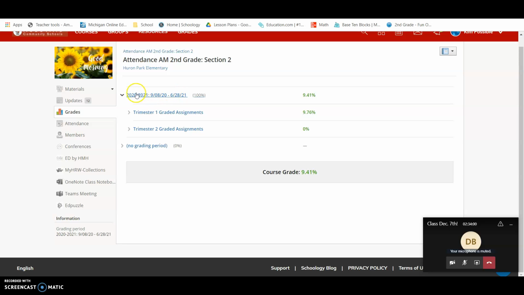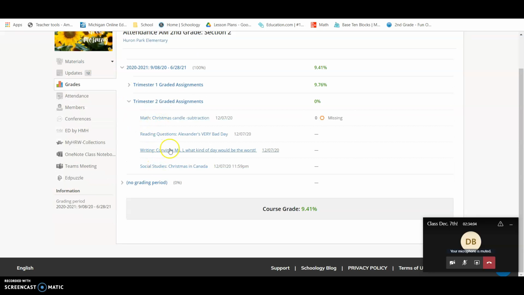They're under this year's grading period. Just go to trimester 2. So any work that your child might be missing will show up here with a little hexagon and the word missing next to it. If anyone has any questions, please let me know.